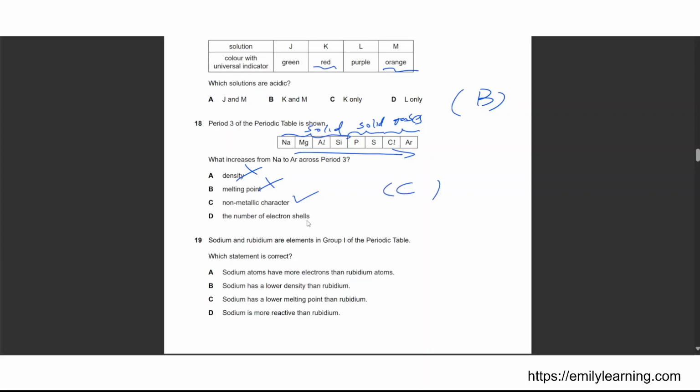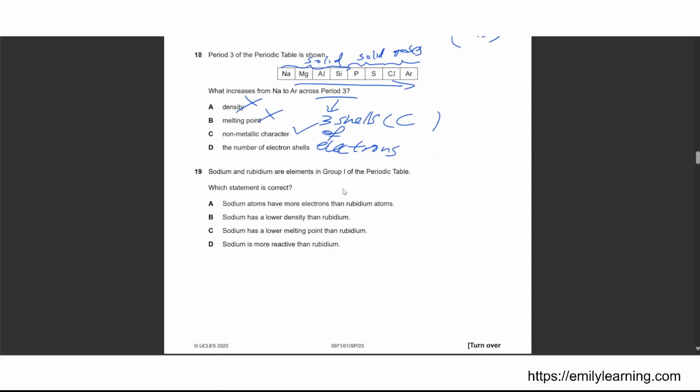Next, the number of electron shells does not increase because they are in the same period. The number of shells are the same. Because this is period 3, all of their atoms have 3 shells of electrons, 3 shells filled with electrons. All right, so the answer for 18 is C.